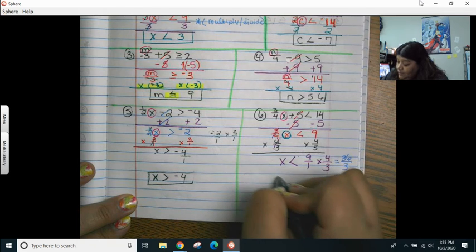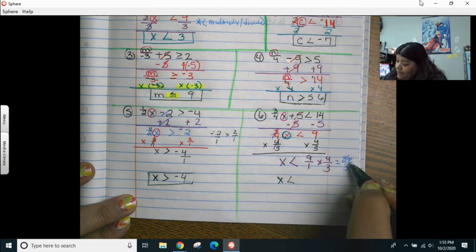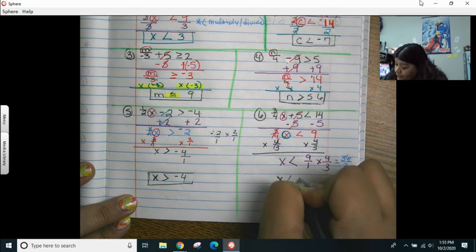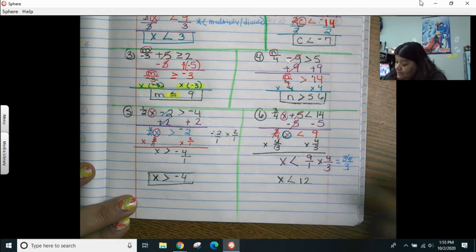Now I'm going to divide. So I'm going to put my answer here again. X is less than 36 divided by 3 is 12. Ooh, whole number. No remainder, nothing. So X is less than 12.